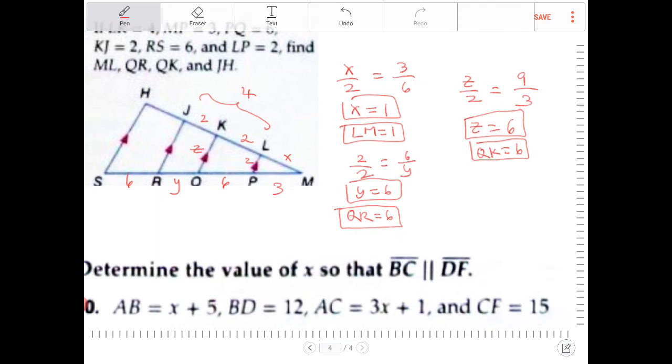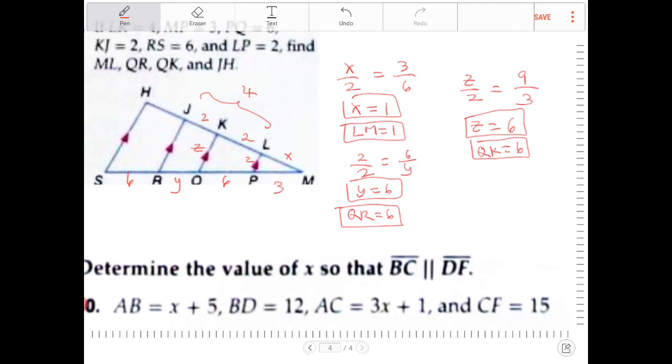And JH. Where's JH? Ah, this guy here. Let's call JH there. Let's call that U. Okay? So I can say U over 6 is equal to 2 over Y, or 2 over 6. So U, therefore, is equal to 2. Or JH is equal to 2.